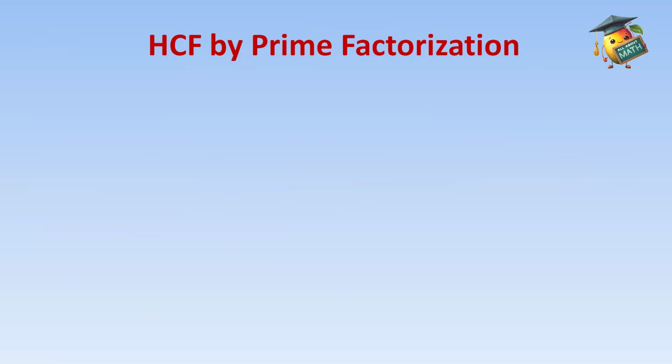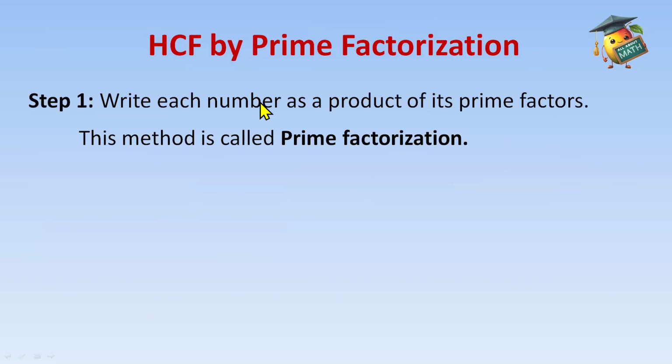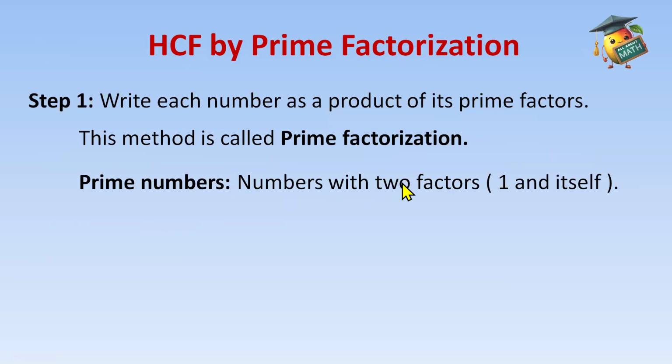Now, HCF by prime factorization method. There are some steps. For the first step, write each number as a product of its prime factors. So we'll write the number as the product of prime factors, and this method is called prime factorization method. Now, what are prime factors? Before that, you should know what are prime numbers. Prime numbers are the numbers which have only two factors, that is 1 and itself. If you haven't seen my factors video, you can see that. I'll link it below in the description as well. So when we are finding the factors of any number, if it has only two factors, that is 1 and itself, then it means they are prime numbers.